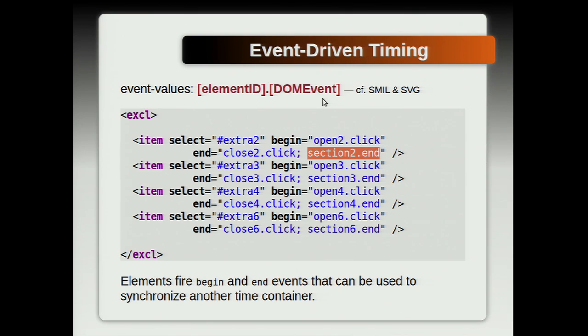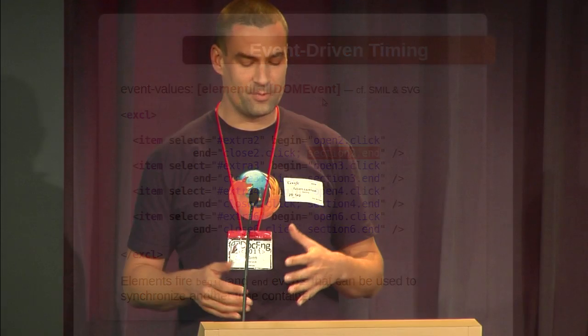So this can be used in your own JavaScript. You can set event listeners and start your own bunch of code when this or that element begins or ends. But you can also use these events in a time structure, in a timesheet, to synchronize another time tree with the activation or deactivation of any element.